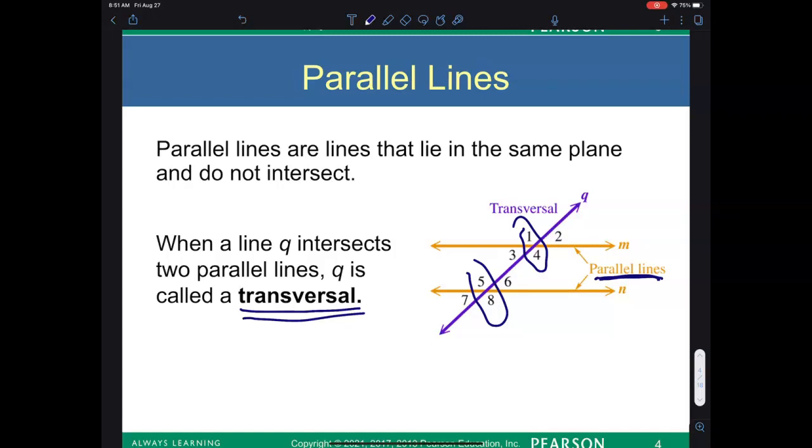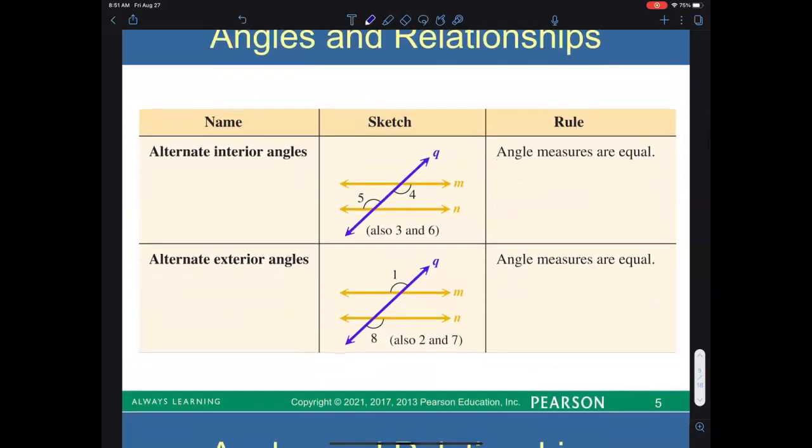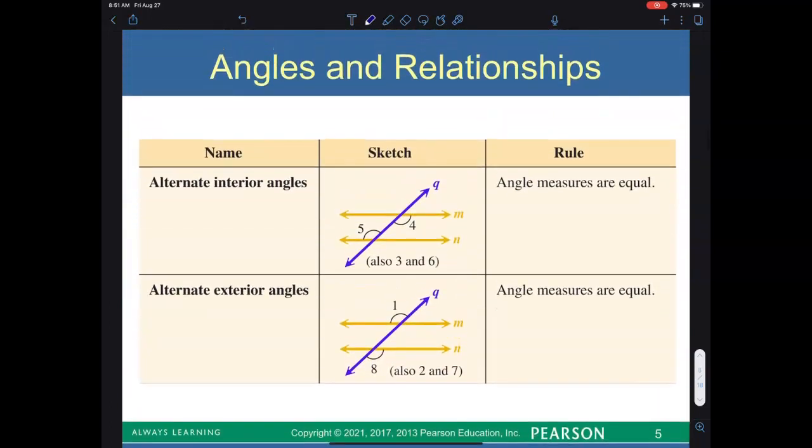So there's going to be some tables now to summarize these relationships. All right, so first of all, of those angles numbered 1 through 8, if we look at angles 4 and 5, those are called alternate interior angles. They're on the interior because they're both on the inside of these parallel lines that we got above.